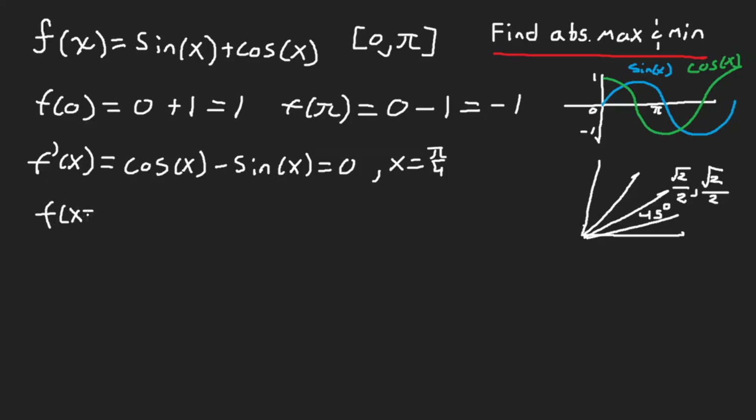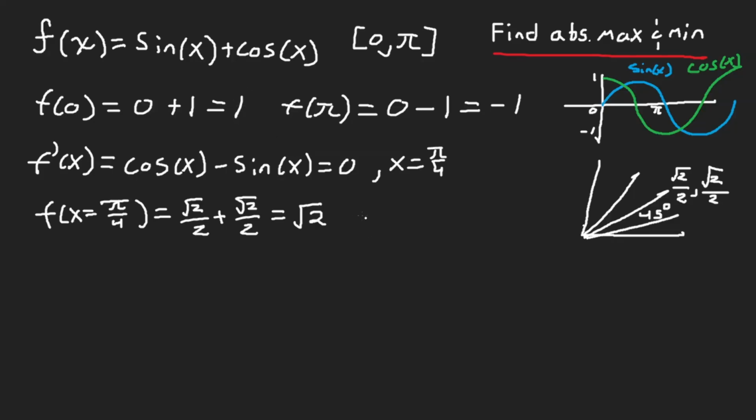So f of x at pi over 4 equals. From before, we know that sine and cos are going to be the square root of 2 over 2. So let me write that real quickly. Which will equal 2 times square root of 2 over 2, which will just equal the square root of 2. And this is actually going to be greater than our 1.